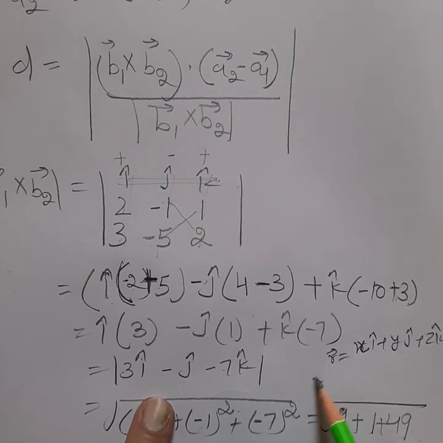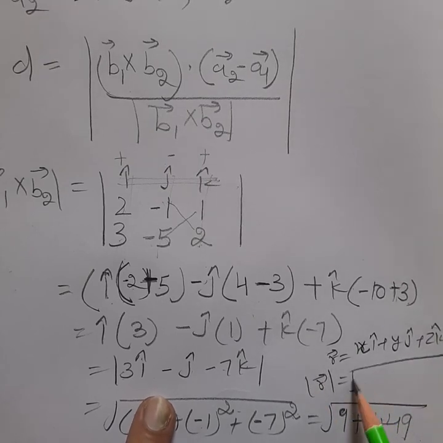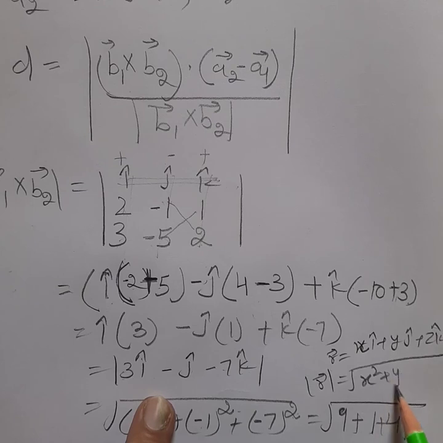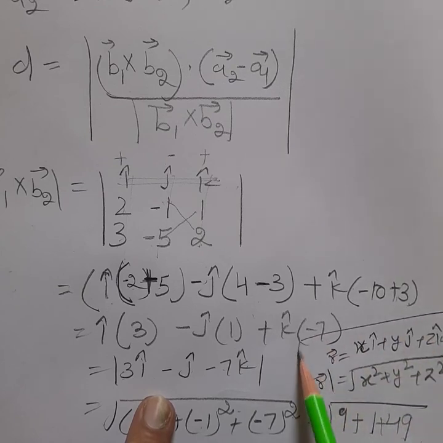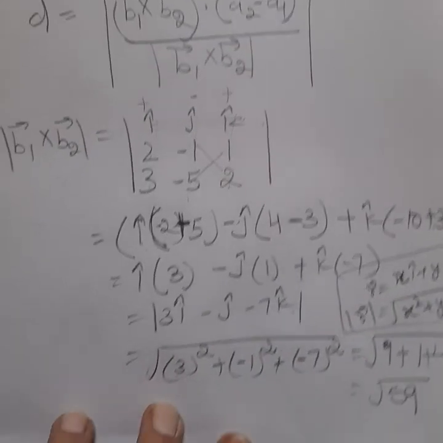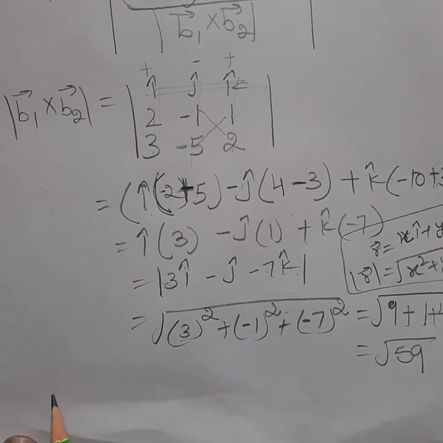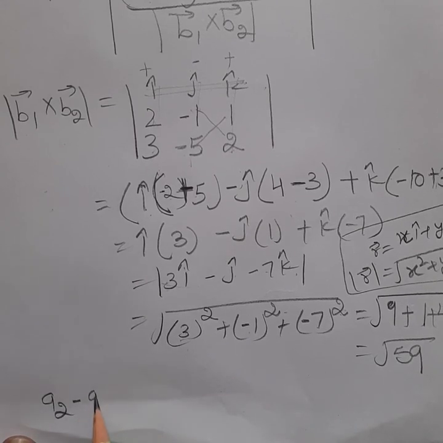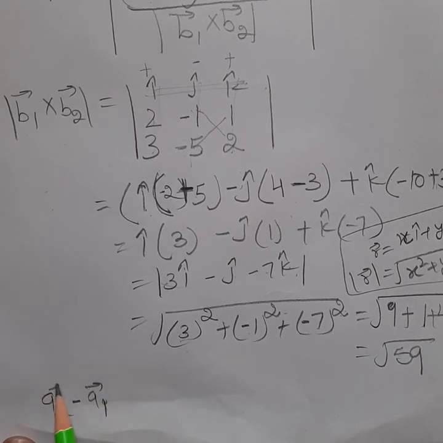Okay, then you can write the modulus in this form. We can write here x square plus y square plus z square. Okay, we used this formula in this step. Now our next step is that we have to find the value of a2 minus a1 vector.